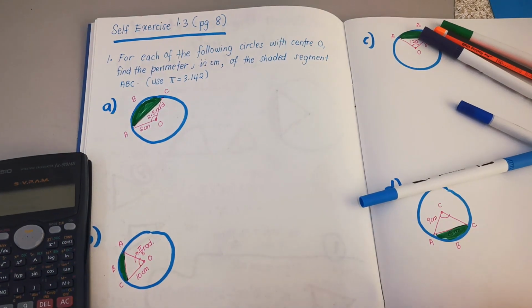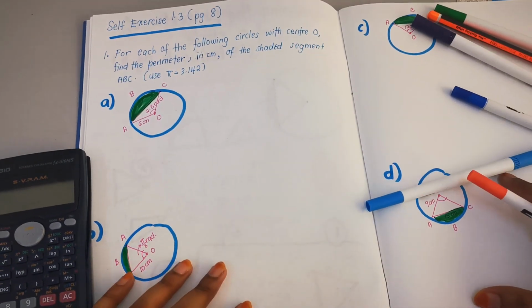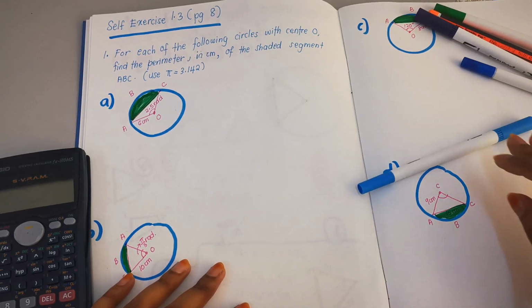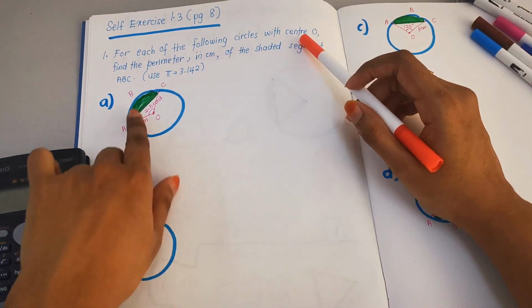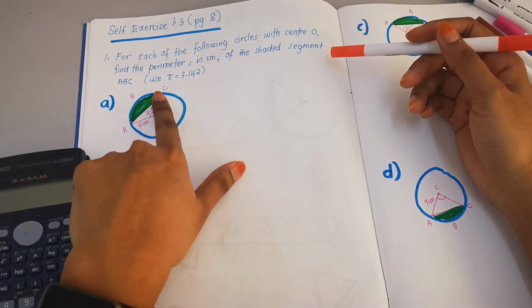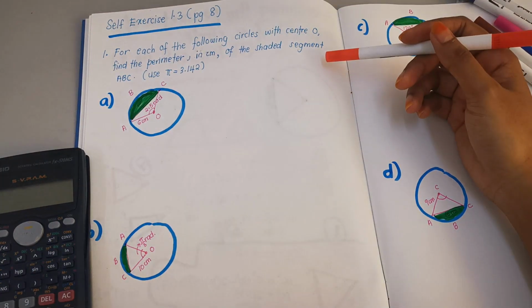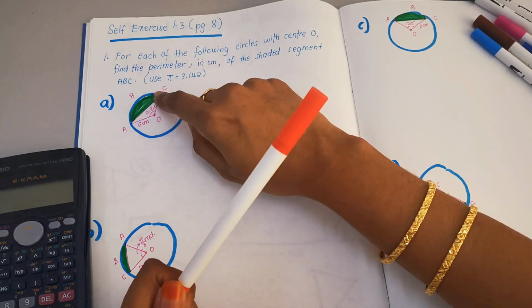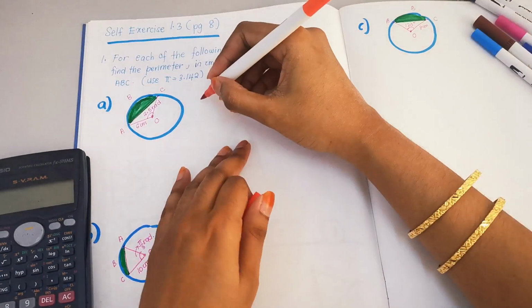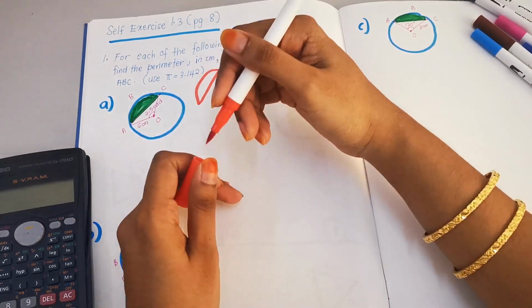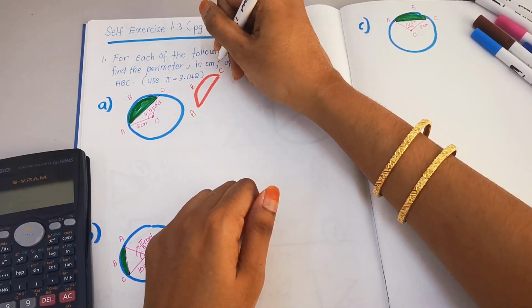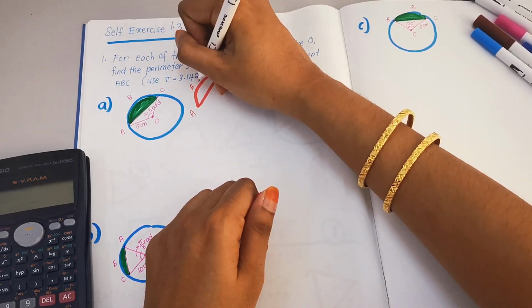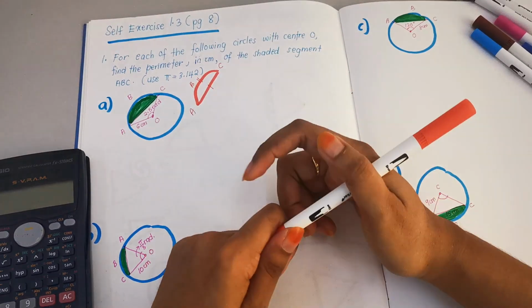Okay guys, I hope you tried this self exercise question on page 8 by yourself before we go through the step-by-step answers. Let's look at the question. For each of the following circles with center O, find the perimeter of the shaded segment. The shaded segment here is this part, ABC. So we need to find the arc length and the chord, then we can add them.